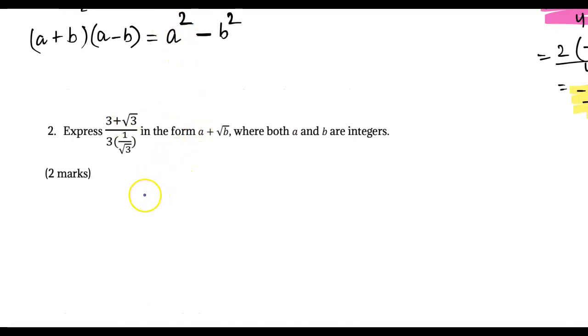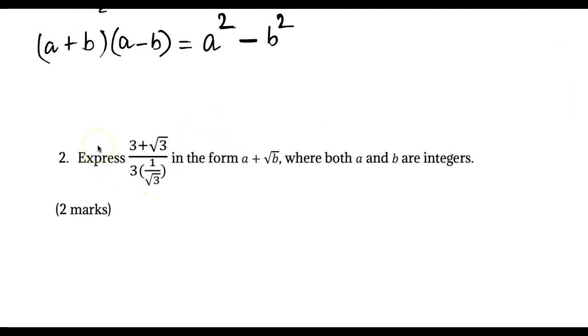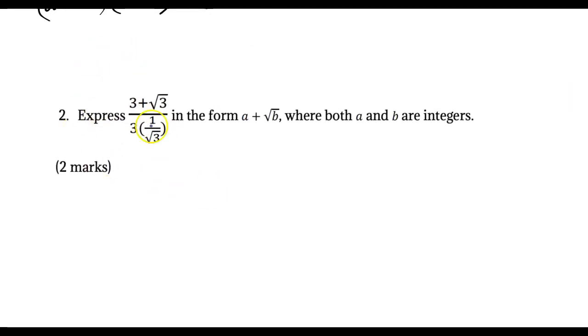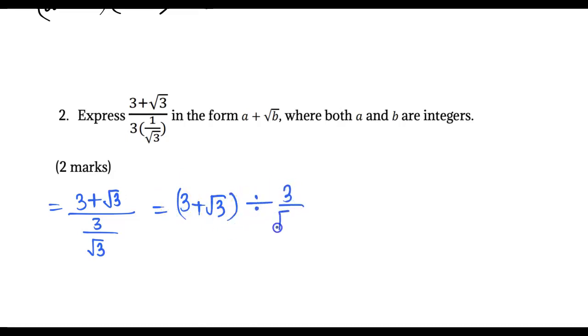It's a bit scary, but that is why we are here to discuss these types of questions and make you confident in understanding and handling them. If we rewrite it, it's 3 plus root 3, and if you expand, 3 over root 3. Can you see that? Very nice. So what is happening? 3 plus root 3 is getting divided by 3 over root 3.